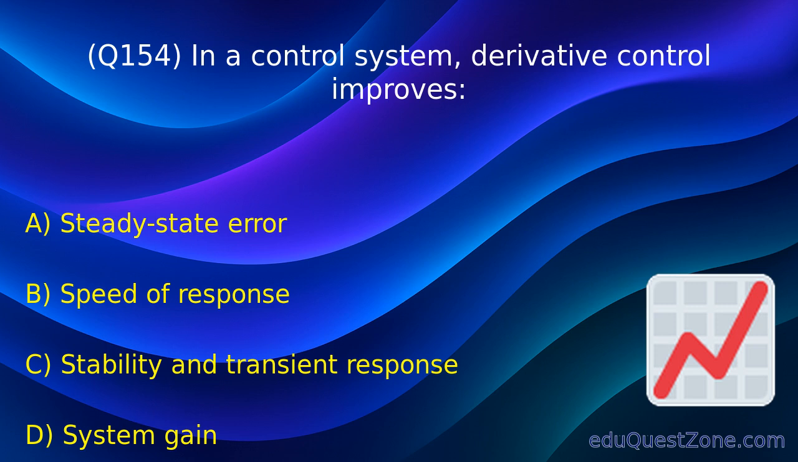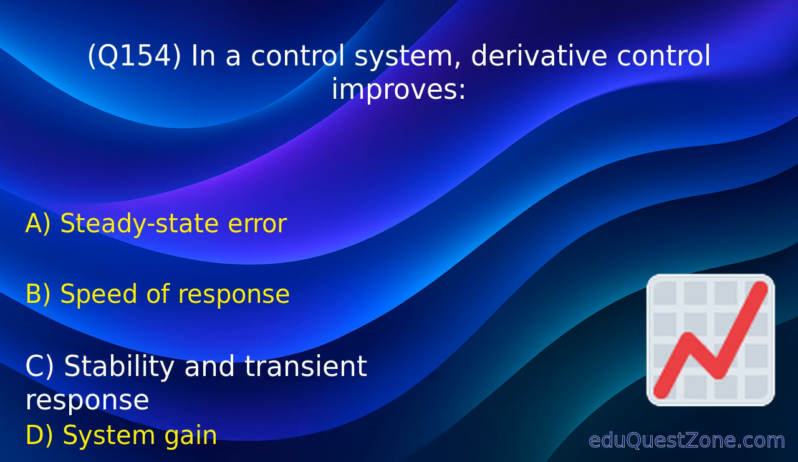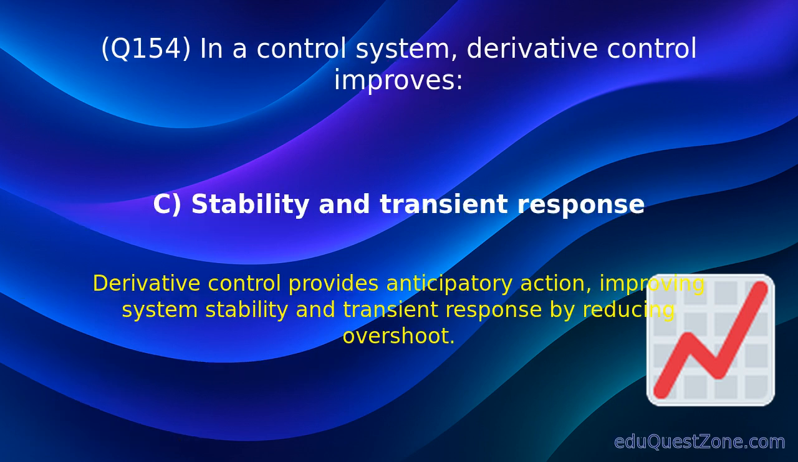Question 154. In a control system, derivative control improves? Option C, stability and transient response. Derivative control improves stability and transient response by reducing overshoot.